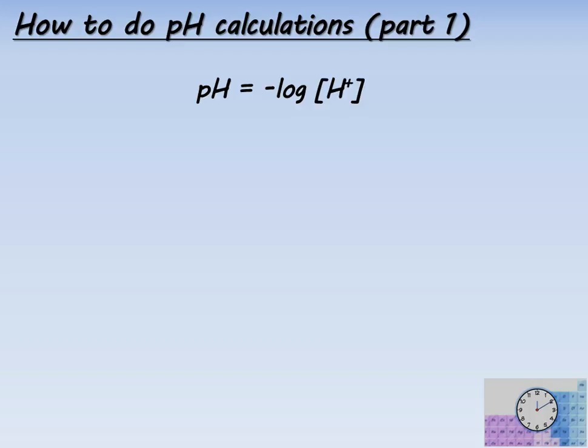Of course, if pH equals minus the log of the hydrogen ion concentration, it's quite probable in the exam that you might have to calculate the hydrogen ion concentration from the pH. So rearranging the equation gives us the concentration of hydrogen ions equals 10 to the power of the negative pH.